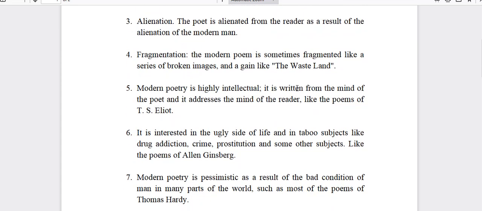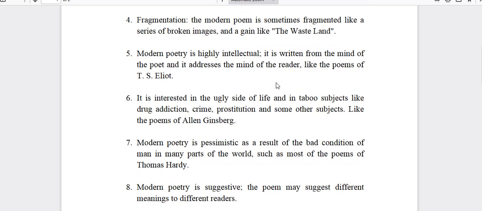Alienation. The poet is alienated from the reader as a result of the alienation of the modern man. Fragmentation. The modern poem is sometimes fragmented or divided like a series of broken images, again like The Waste Land. Many different things are jumbled together, and sometimes that leads to misunderstanding or makes the poem very difficult to understand.